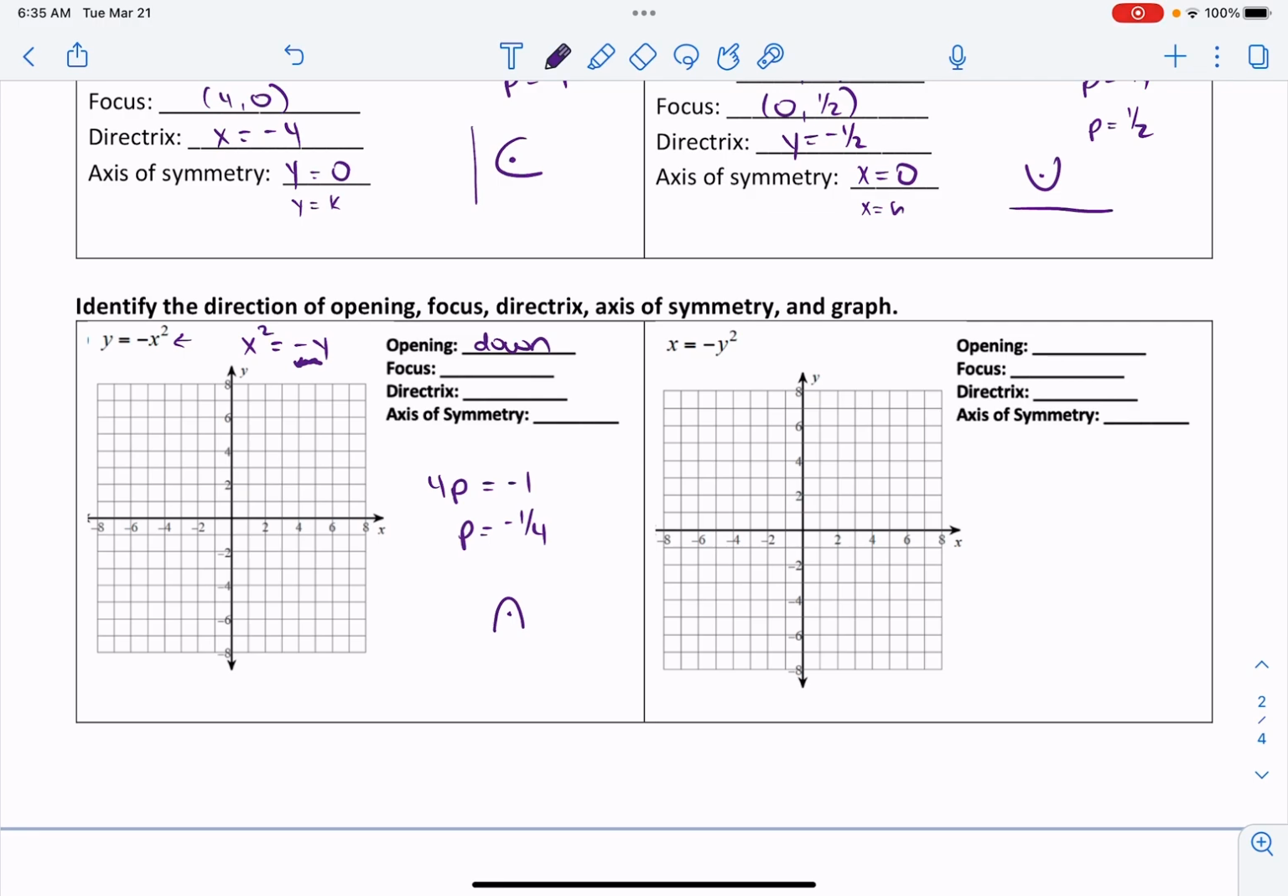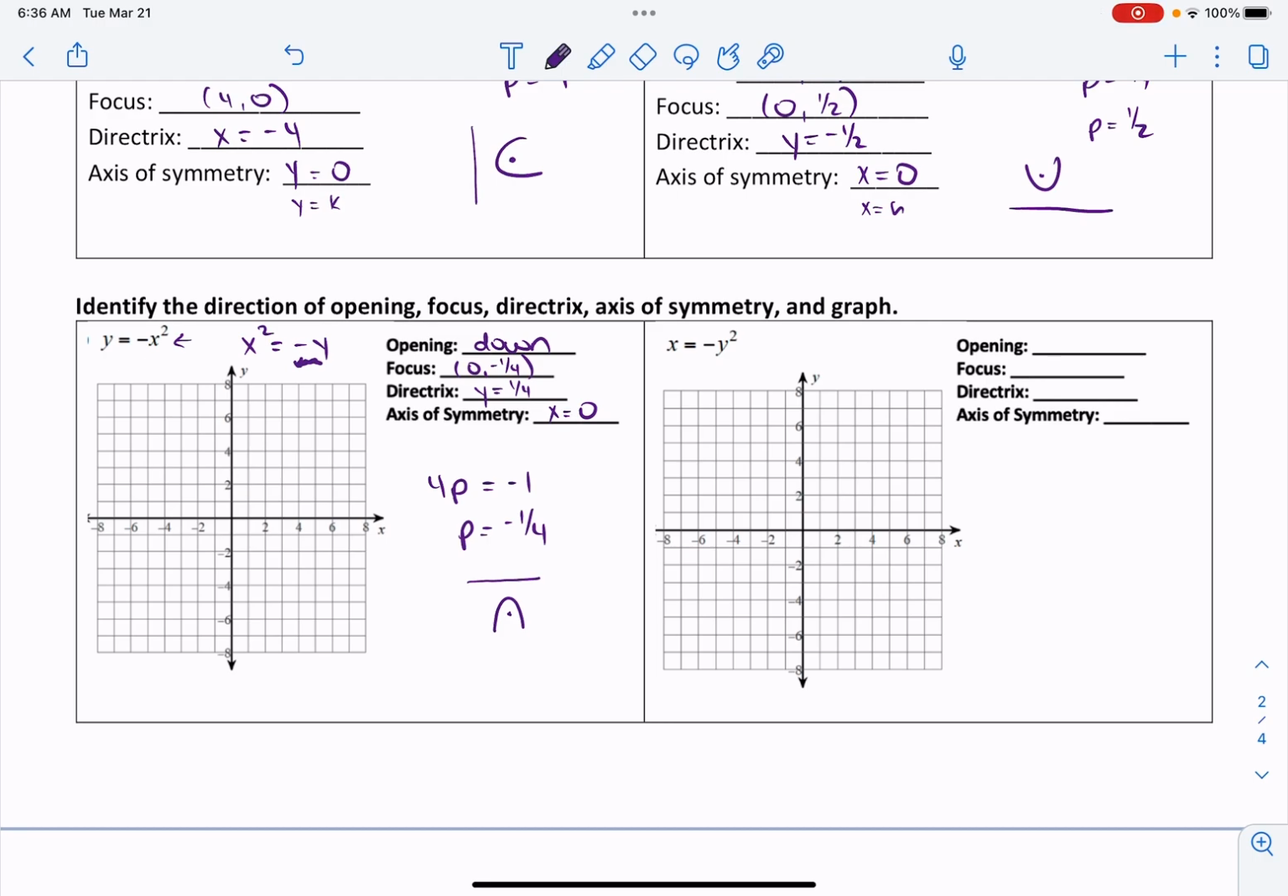The focus means that I'm moving down from the vertex, so this would be at 0, -1/4. The directrix is going to be horizontal, so this is going to be at y equals the opposite of p, which is 1/4. The axis of symmetry now is going to be at x equals 0, because that would be my vertex.